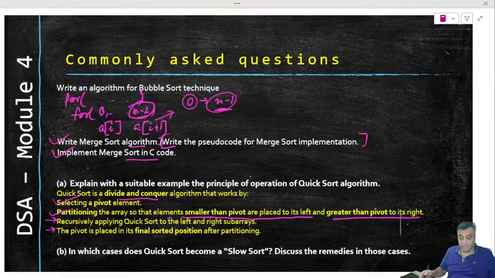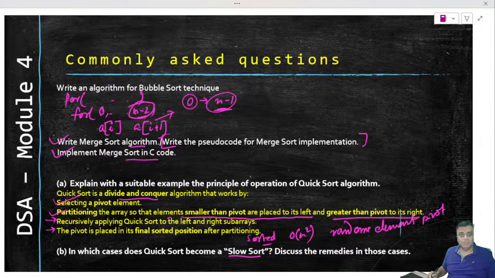In which case does quicksort become a slow sort? You know that if it is sorted, then it becomes a slow sort because it becomes order of n square. Discuss remedies. Remedies are take a random element as pivot. Instead of taking the leftmost element as pivot, take a random element as pivot. Then there are chances that you can get a left and right subarray. And when you get that, you are dividing it, it becomes n log n.